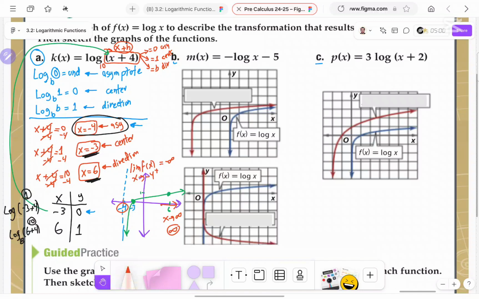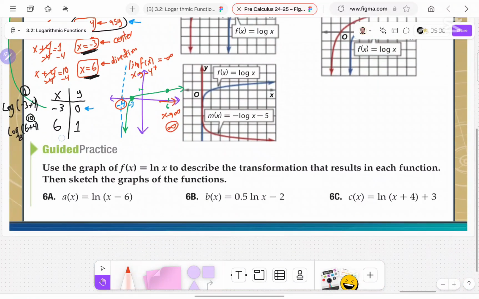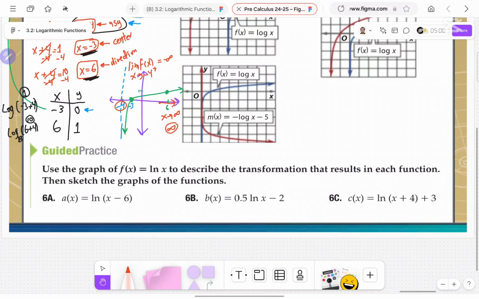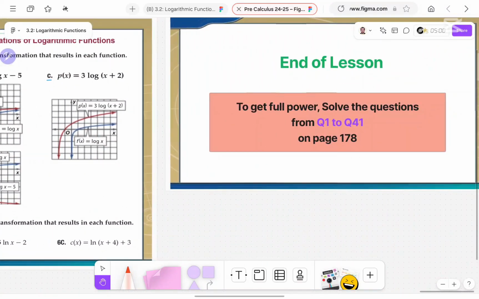So which one do you think represents the function that I graphed? As you can see, I think this one here represents the one that I already graphed, because the asymptote is negative 4. And this one is the second one. This is the third function here. Try now to graph questions B and C, and try to graph 6A, 6B, 6C to practice more on this question.